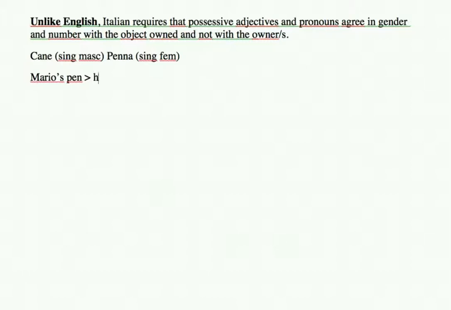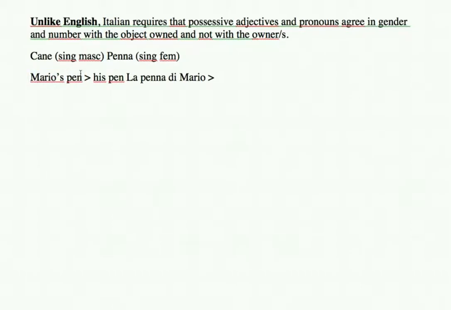So it would be his pen. Okay, Mario's pen is his pen. La penna di Mario. La penna di Mario. Now I want to say his pen. Now, pen is the object owned and Mario is the owner. As I told you, in Italian, the possessive always agrees with the object. So with penna, not with the owner, never with Mario.